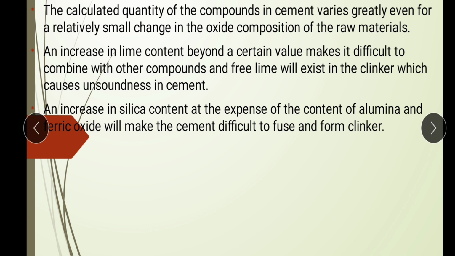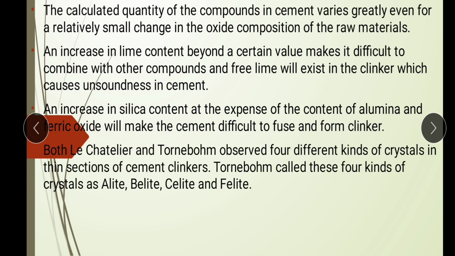An increase in silica content at the expense of the content of aluminum and ferric oxide will make the cement difficult to fuse and form into clinkers. So if there is any excess amount of silica and aluminous or ferric oxides, the clinker formation will be somewhat problematic. Both Le Chatelier and Tornebohm observed four different kinds of crystals in thin sections of cement clinkers. Like R.H. Bogue, Tornebohm called these four kinds of crystals alite, belite, celite, and felite.